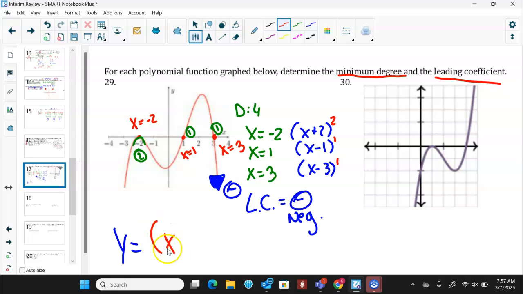So if I would want to write it as a function, this would be squared because it's a bounce. This would be 1 because it's a slice. And this would be 1, it's a slice. We don't write the ones, I just wrote it visually, okay? Now pause that if you need to write that down.